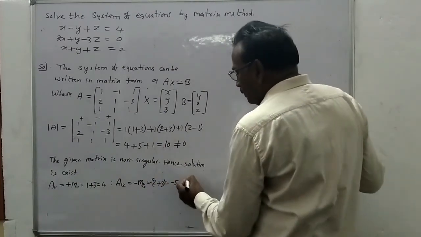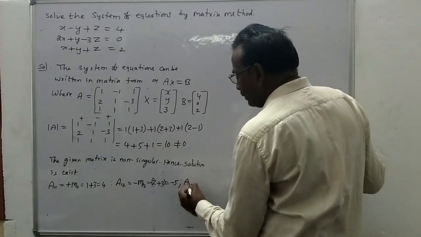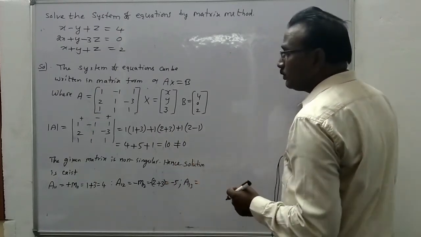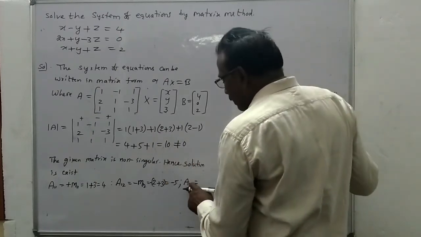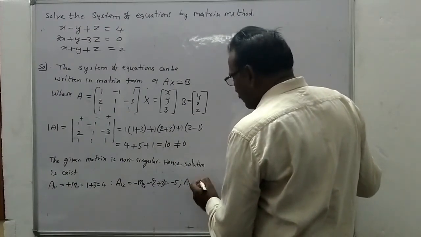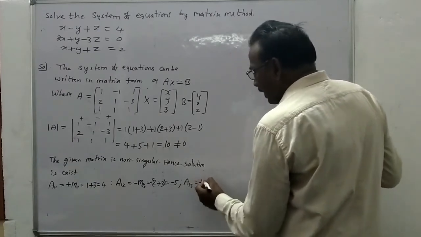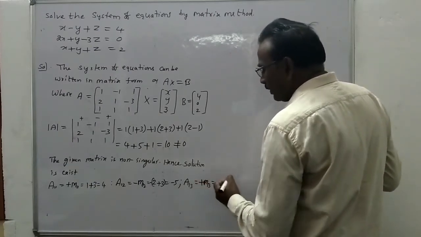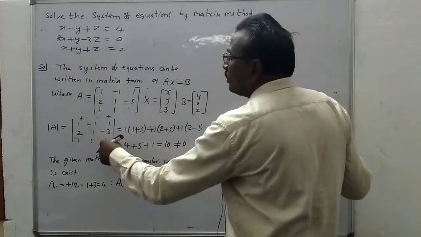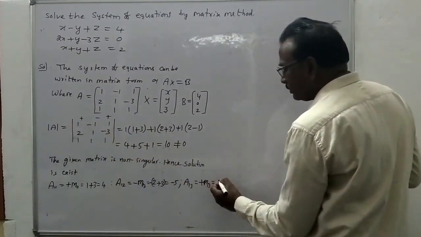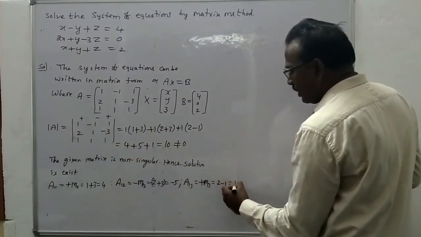Next, A13, first row, third column. So the cofactor: here 1 plus 3 is 4, an even number, write the positive sign, and capital M13 is obtained by deleting the first row and third column, the determinant of the remaining 4 elements. So that is 2 minus 1, the value is 1.